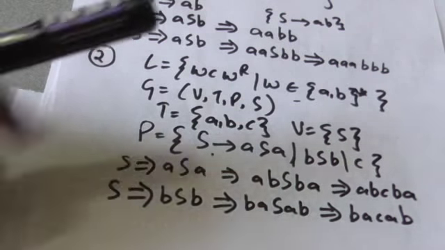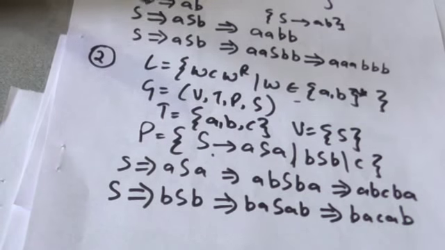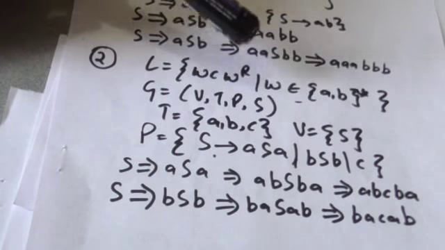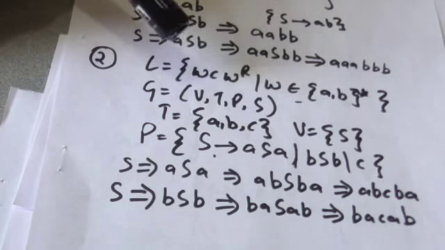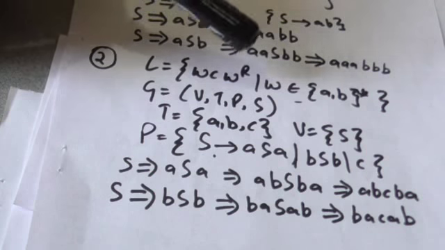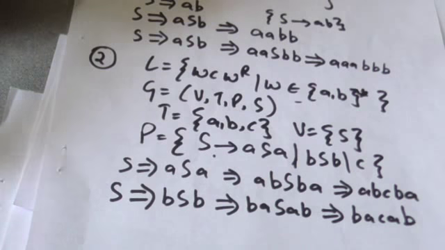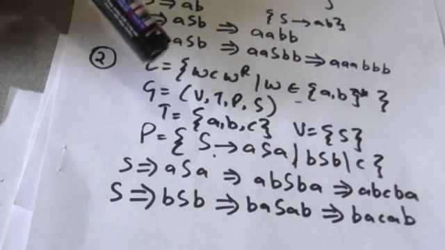Now consider this language L, which is a set of strings of the form W C W^R, where W is a string of terminals A and B, C is a terminal, and W^R is the reverse string of W. Now let its grammar be G.